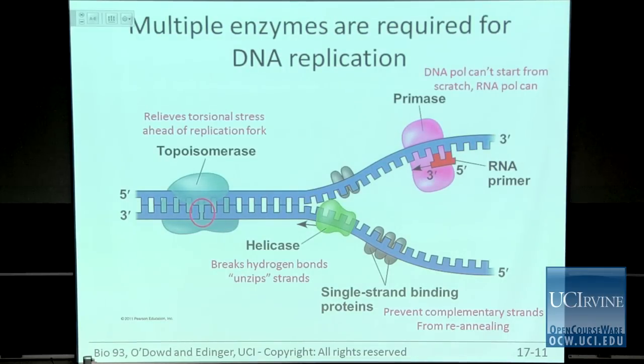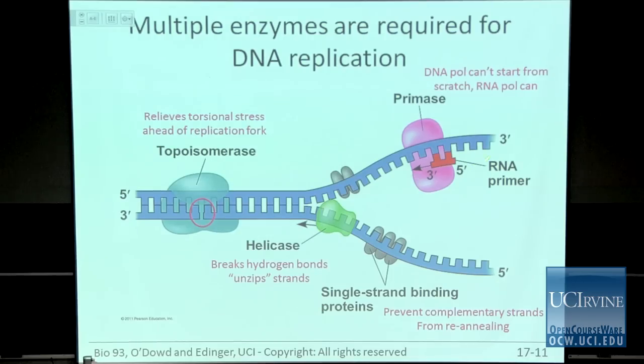DNA polymerase can't start from scratch. So to add a nucleotide, there has to be a 3' hydroxyl there for it to stick the nucleotide to. RNA polymerase can start from scratch. As you'll see on Wednesday, it has to for transcription. So RNA polymerase can add a nucleotide without bonding it to anything else. And so it makes this first primer here made out of RNA. So primase is an RNA polymerase.